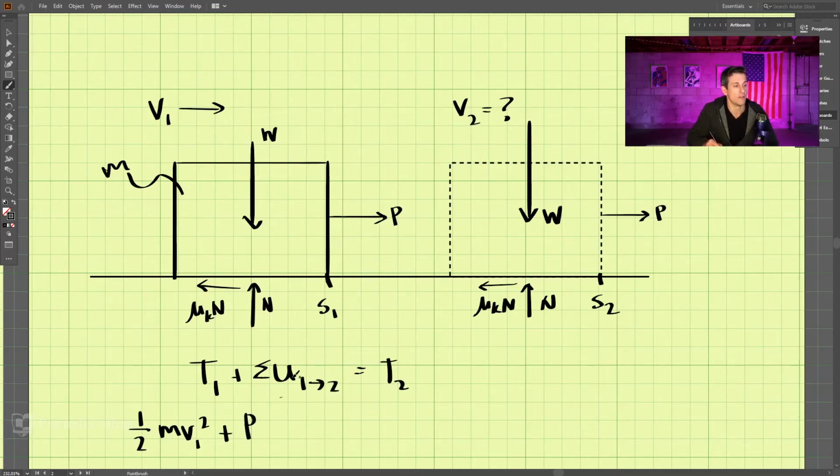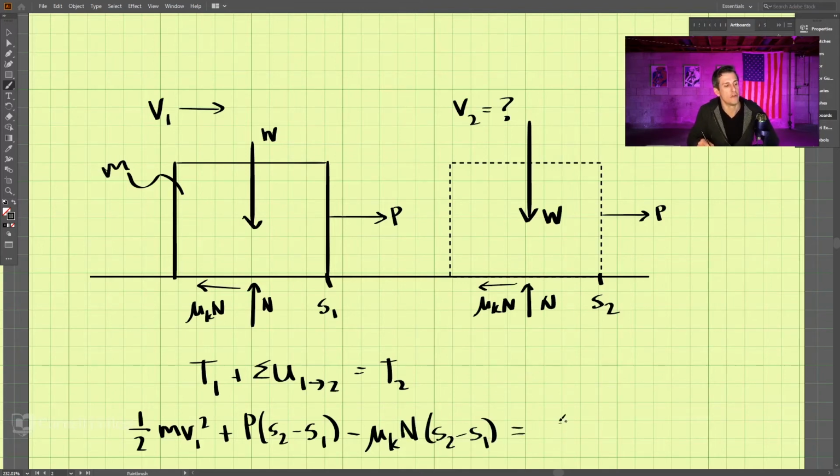So we have our force P being applied, and the distance it acts over is S2 minus S1. And then we also have this friction term. Since the friction term is opposite to the direction of movement, that would be a negative work term. So we have mu sub k times N, times S2 minus S1. Those are all the work terms that contribute, and the right-hand side then equals 1/2 mv2 squared. This is a simple example of how we apply the conservation of energy to this problem.